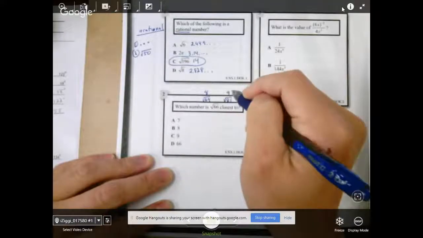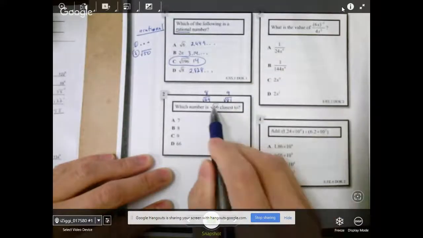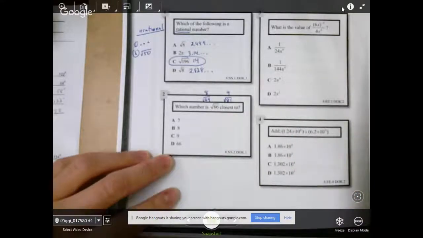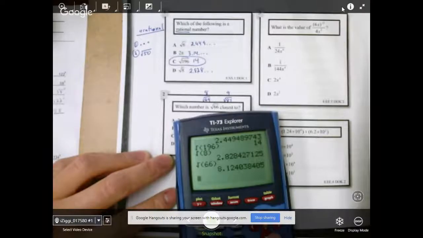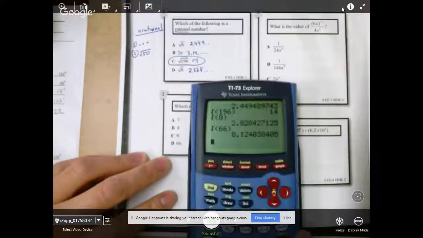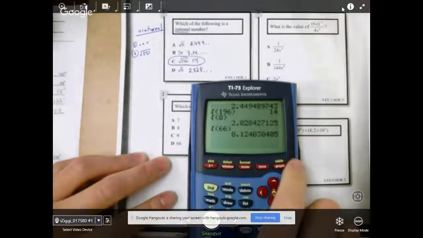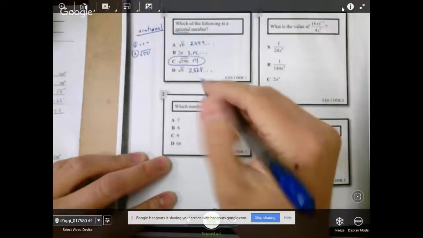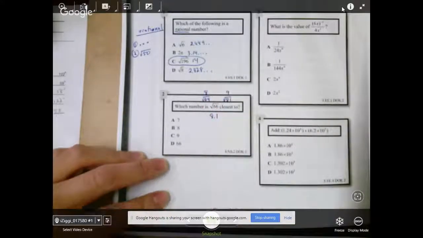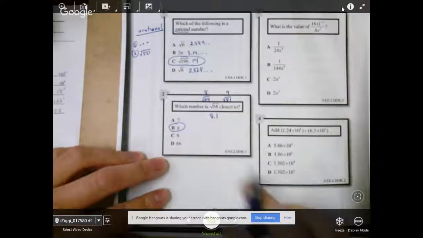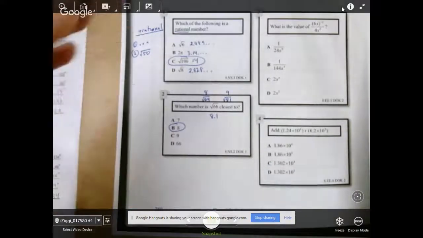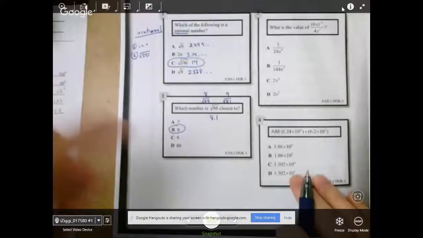So now if you take the square root of 66 in your calculator, you get 8.1. 8.1 is closer to 8 than it is to 9. So the closest thing you have here is 8. You could have used your calculator on that one if you weren't sure of your perfect squares, which you need to be. All right, number 3, a lot of people had problems with number 3.